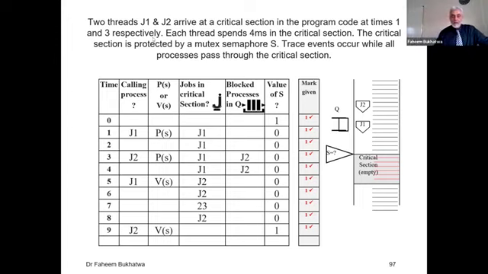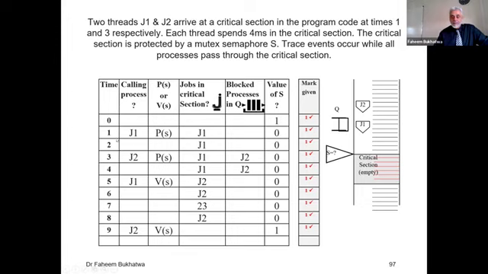At time 1, this one arrives, so you can put J1 here. And the other one, J2, arrives at time 3. So we just write it immediately. J1 comes in, and notice each of those threads will spend 4 days, like each one of those customers will stay 4 days in the hotel or in the critical section.